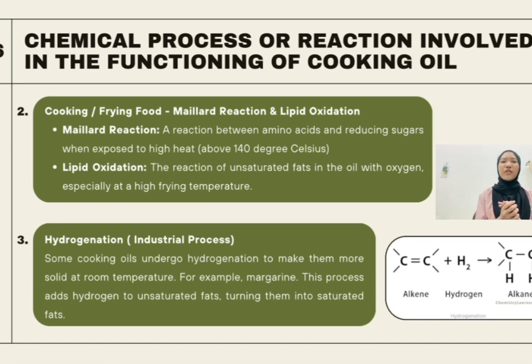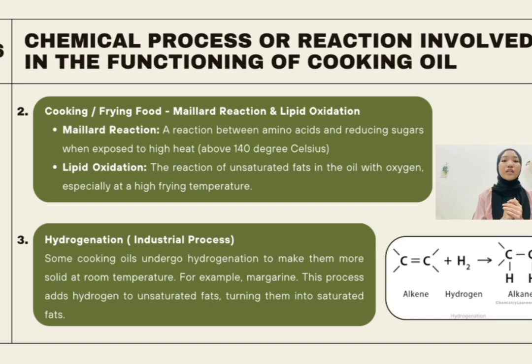So, let me explain how Maillard reaction works. We have 3 stages of Maillard reaction. The first stage is the initial stage, which is the formation of glycosylamine. What happens in this reaction is that a reducing sugar, such as glucose, reacts with amino acids. This will form an unstable compound called glycosylamine through a process known as condensation.